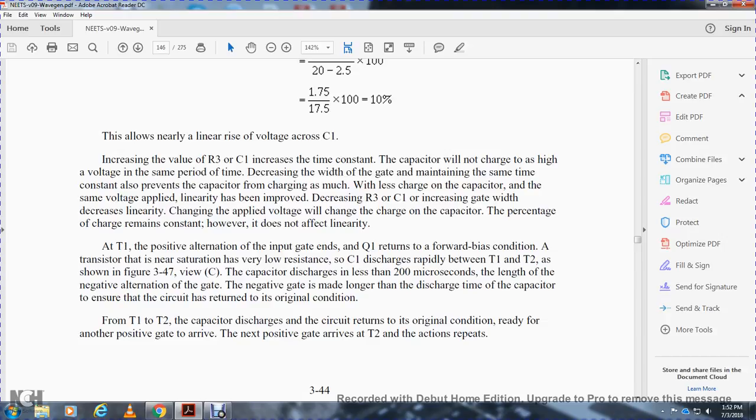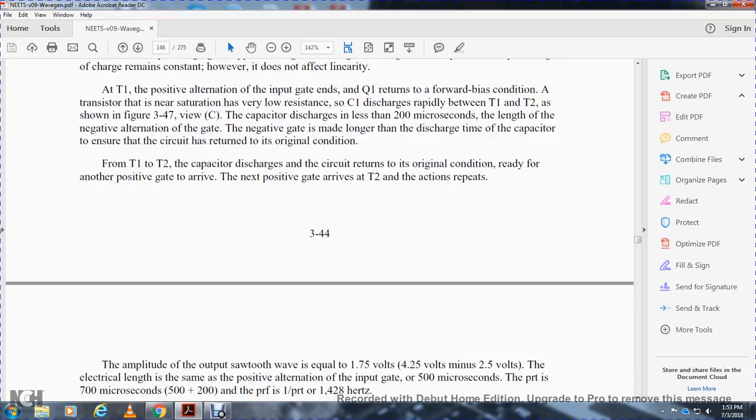At the end of the negative alternation of the input gate, transistor 1 is forward biased, near saturation with very low resistance, and capacitor C1 discharges rapidly, as shown in figure 3-47 view C, with the capacitor discharging in less than 200 microseconds. The length of the negative alternation of the gate determines the discharge time of the capacitor. The negative gate is made longer than the discharge time of the capacitor. At the end of the discharge time, the circuit returns to its original condition, ready for the next part of the gate. When the next part of the gate arrives at time interval 2, the action repeats.